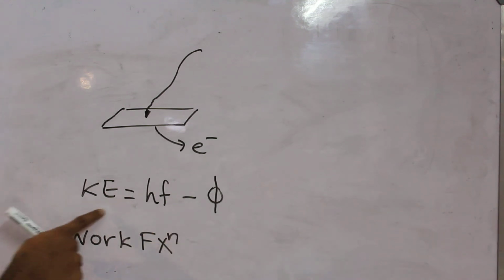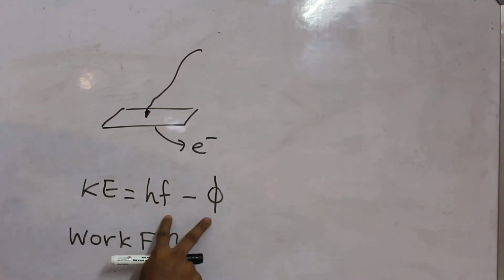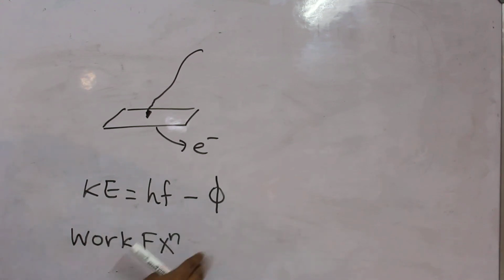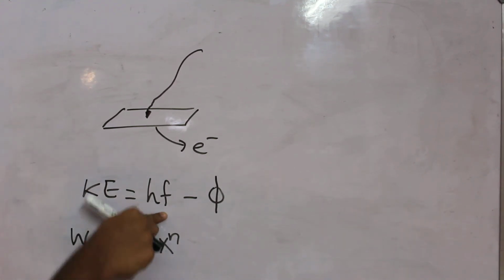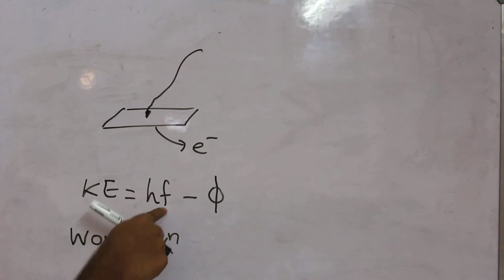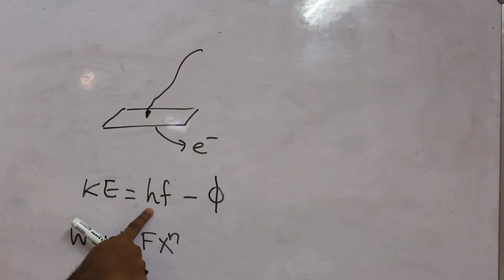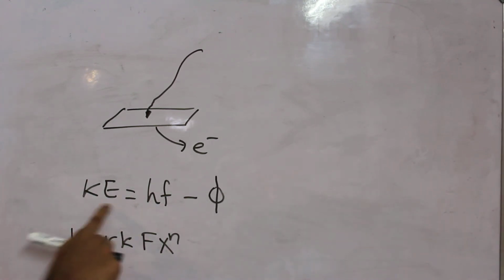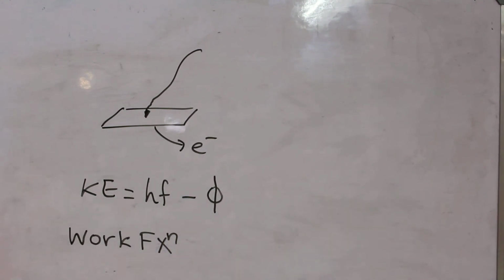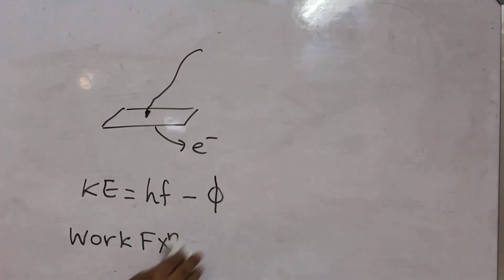So that means my kinetic energy, which is the difference of this term minus a constant, is only going to depend on this term, and this term depends only on the frequency, because Planck's constant, as you know, is a constant. So the kinetic energy depends only on the frequency, which was the experimental observation seen in the photoelectric effect. Wow, now that's cool. Now what else?